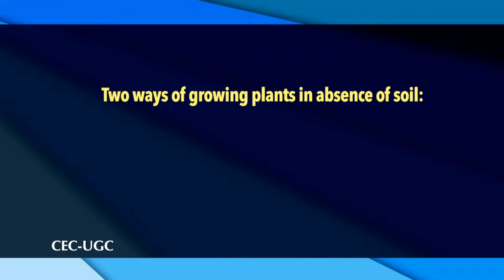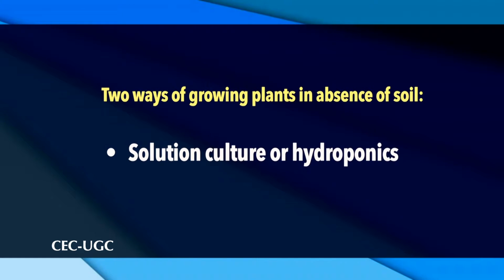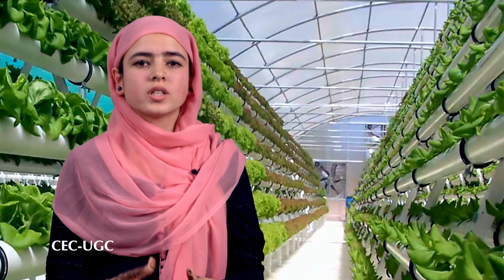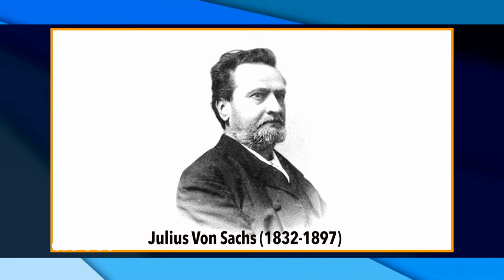There are two ways of growing plants in absence of soil. Number 1, solution culture or hydroponics. The technique of growing plants with their roots immersed in nutrient solution without soil is called solution culture or hydroponics. This technique was given by Julius von Sachs in 1860.